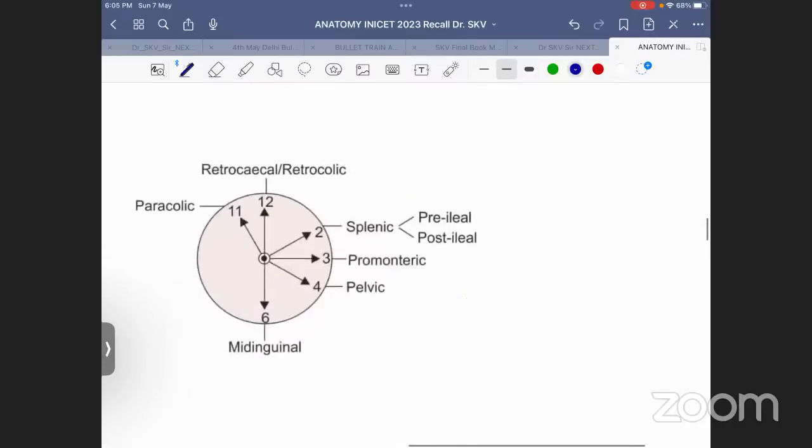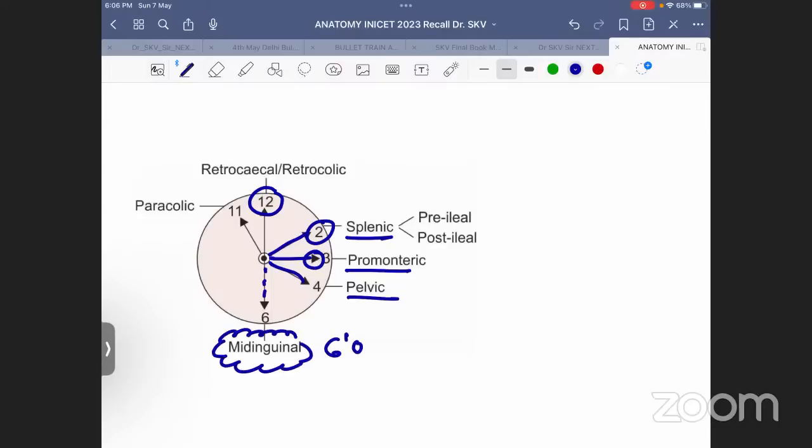So these are the different positions: retrocecal, 2 o'clock, 3 o'clock. 2 o'clock is the splenic, 3 o'clock is the promontory, and our pelvic position. Purushottam is saying subcolic, subcecal. You can say also that subcecal is mid-inguinal. So that is a 6 o'clock position according to Purushottam.